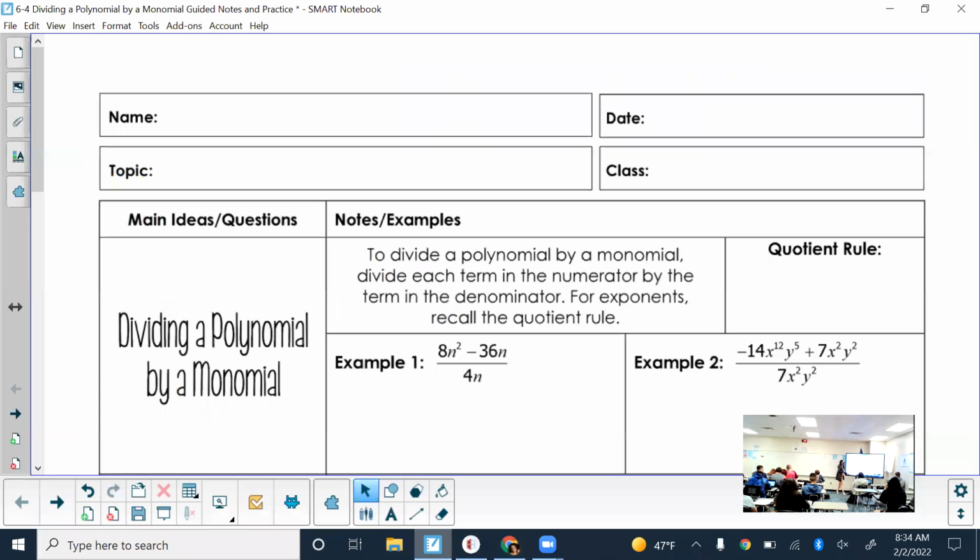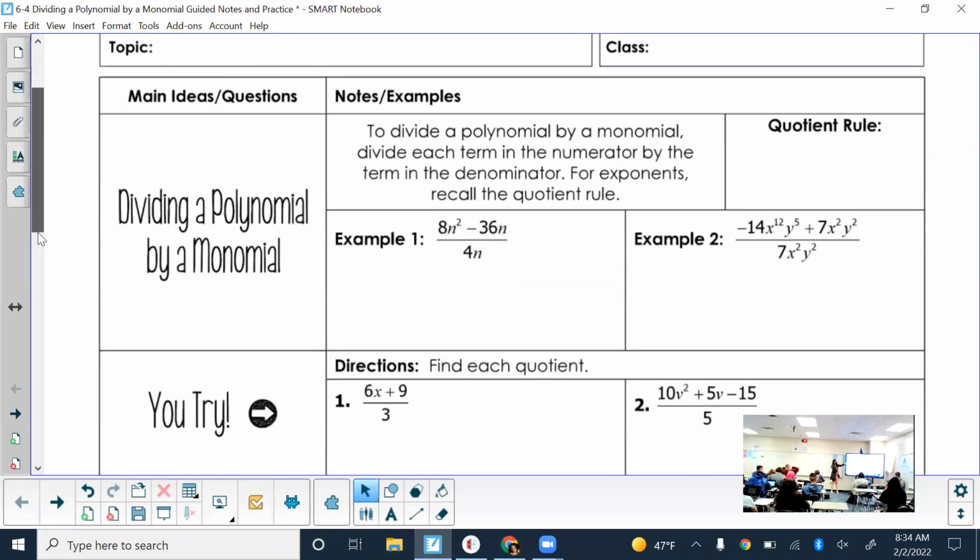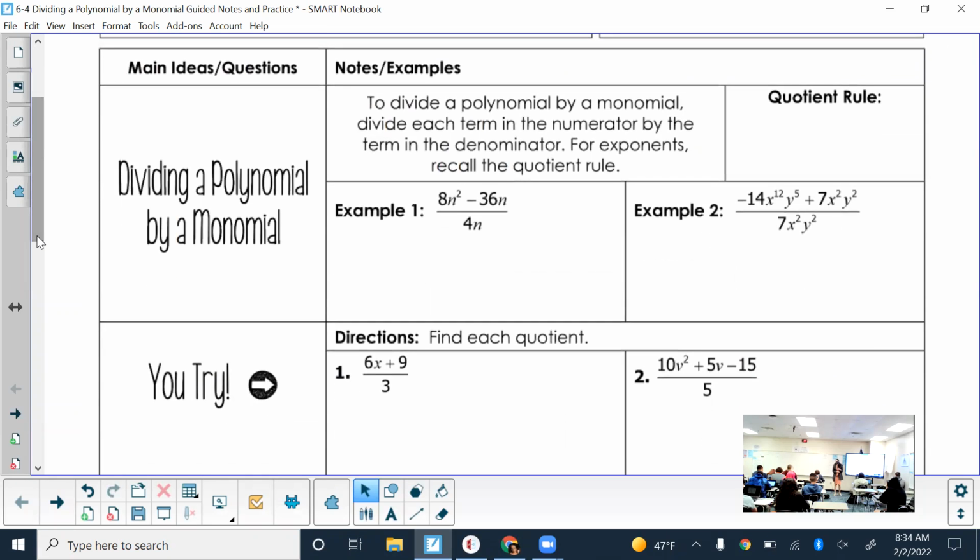All right, so then on to the note sheet. You should have this one in front of you. If for some reason you don't and you looked in your backpack like 2 times, then ask me for one. It was given out yesterday, so you should have it. For this lesson, dividing a polynomial by a monomial, you need to know the quotient rule.